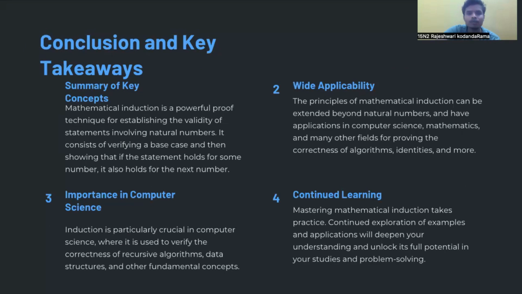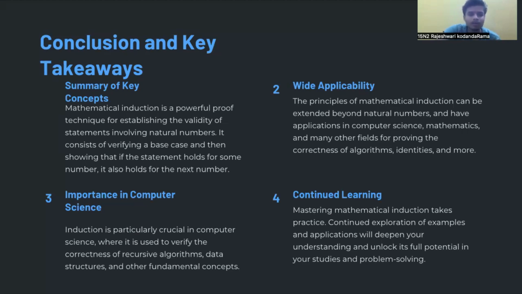Conclusion and key takeaways. Summary of key concepts: mathematical induction is a powerful proof technique for establishing the validity of statements involving natural numbers. It consists of verifying a base case and then showing that if the statement holds for some number, it also holds for the next number. The second one is wide application: the principle of mathematical induction can be extended beyond natural numbers and has applications in computer science, mathematics, and many other fields for proving the correctness of algorithms, identities, and more.